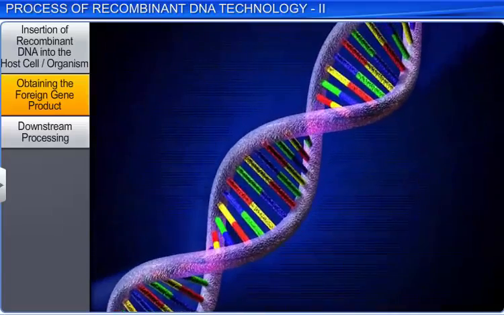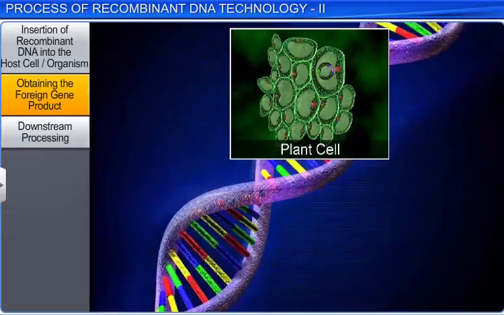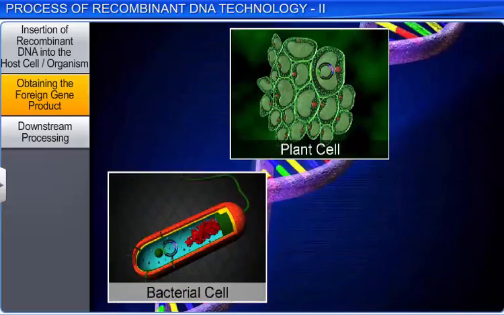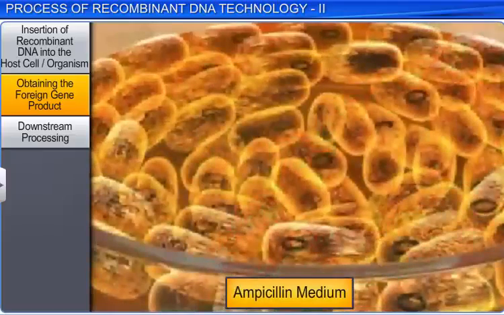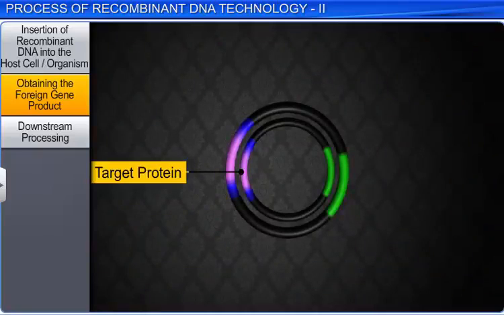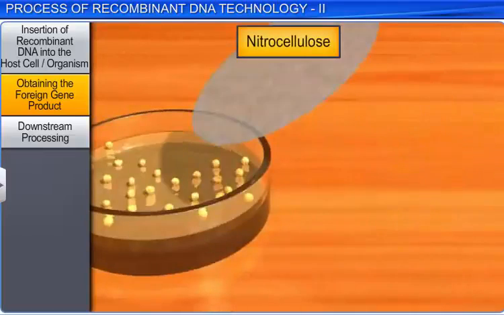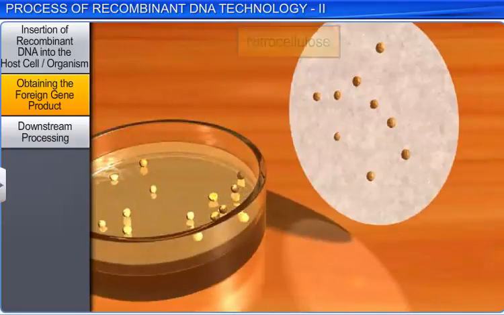If any protein-encoding gene is expressed in many hosts such as plant cells, bacterial cells, and fungal cells, it is called a recombinant protein. Cultures such as an ampicillin medium may be used to extract the desired protein. Then this protein can be purified by using different separation techniques such as nitrocellulose filter and autoradiography.